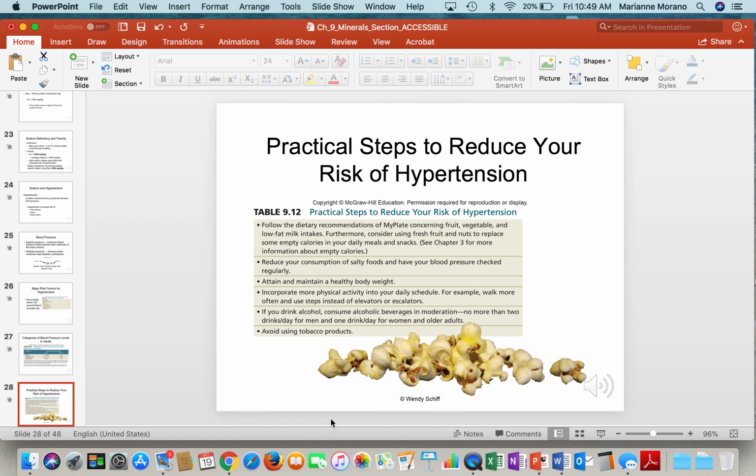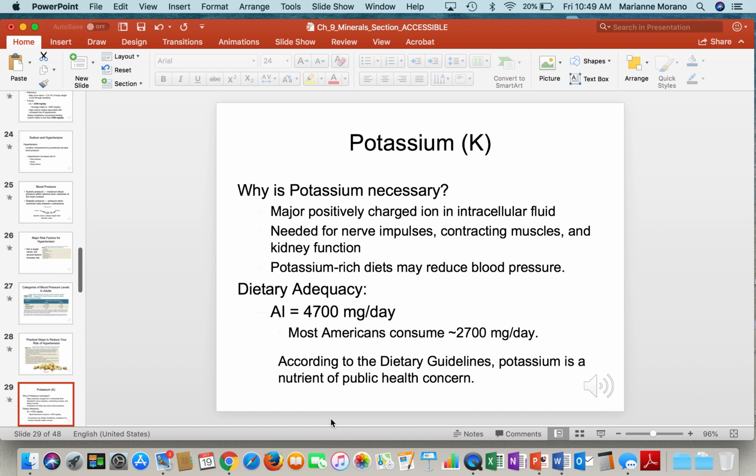Follow recommendations with your diet, making sure that you're reducing salt, keeping a healthy weight, being physically active, moderating your alcohol, and avoiding tobacco. Potassium is very, very important because it balances with sodium within the intracellular fluid, as sodium is in the extracellular fluid. We need to have the right balance of both potassium and sodium for necessary function within the cells. We don't want to have more than 4,700 milligrams a day, but most Americans consume way less than that.